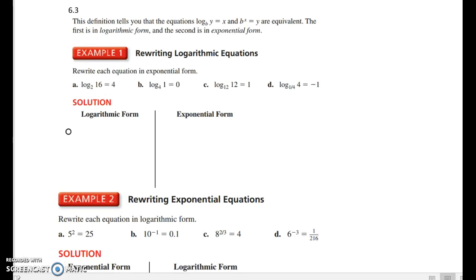Now I want you to go to your packet to 6.3 and look at example 1. Remember, log base b of y equals x and b to the x equals y are the same thing. The b is the same, the x's are the same, and the y is the same. So for these parts, we're going to rewrite log base 2 of 16 equals 4. I'm rewriting part A. And then in exponential form, that's just 2 to the 4th power equals 16. So let's rewrite each part and then write it in exponential form.